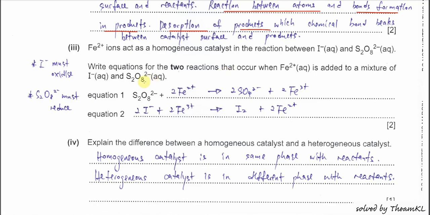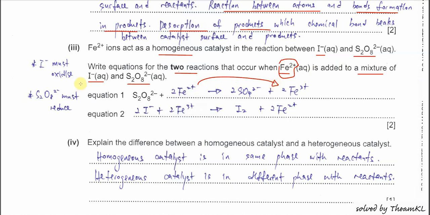Part 3. Iron(II) ions act as homogeneous catalysts in the reaction between iodide and peroxydisulfate. Write equations for the two reactions that occur when iron(II) is added to the mixture of iodide and peroxydisulfate. This is very specific. Because it stated iron(II) added to the mixture, it must start from iron(II). We know that after it reacts, it will form iron(III), so it gets oxidized.